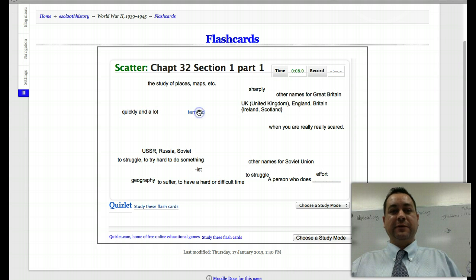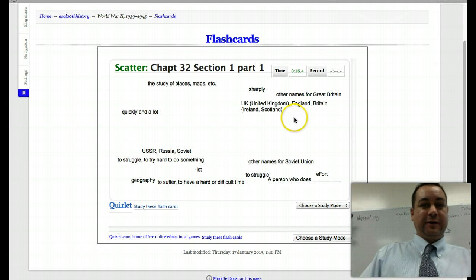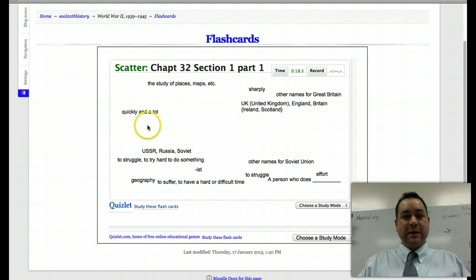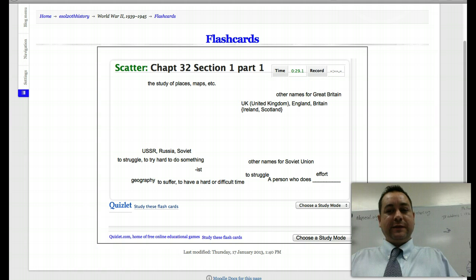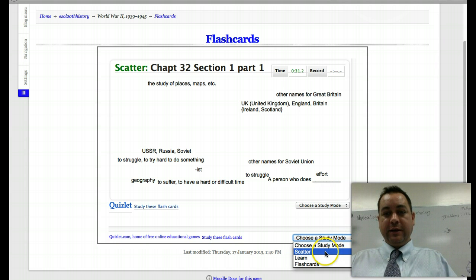Who can tell me what the answer for this one is? Terrified. Man, you guys are going to get A+. I can just tell. I'm going to have to make things harder for you guys. Okay, what about quickly and a lot? Sharply. Oh my God, you guys are so smart. There we go. Alright, so that's what you can do. There's some other games in there if you want. So those are the flashcards.